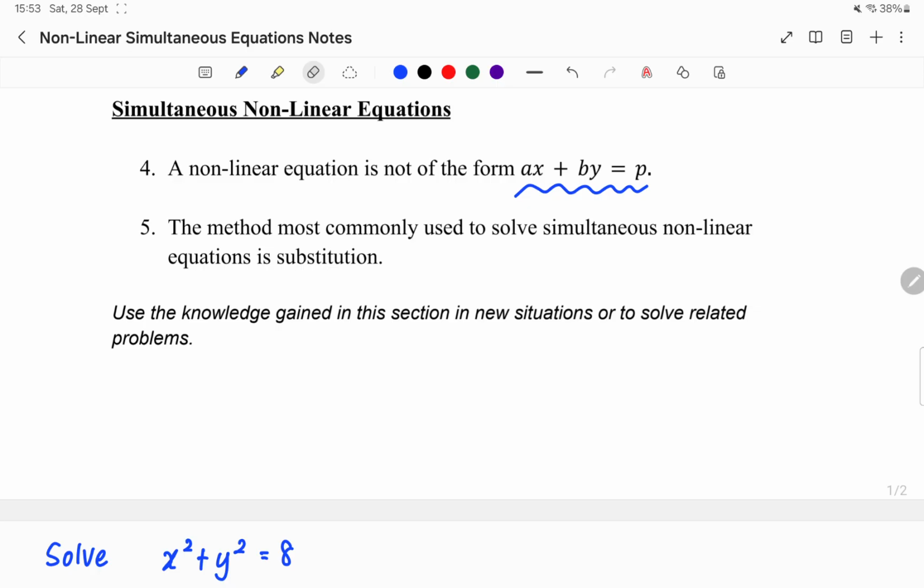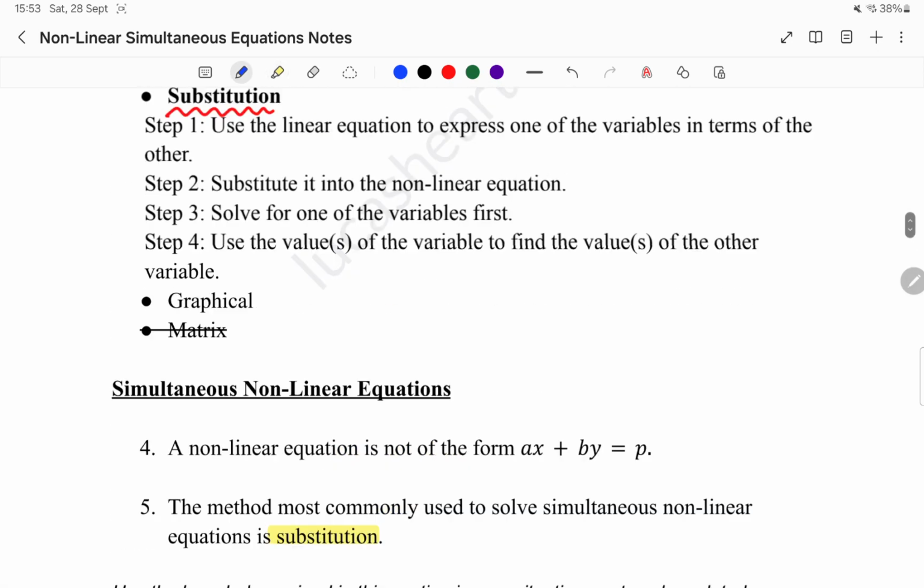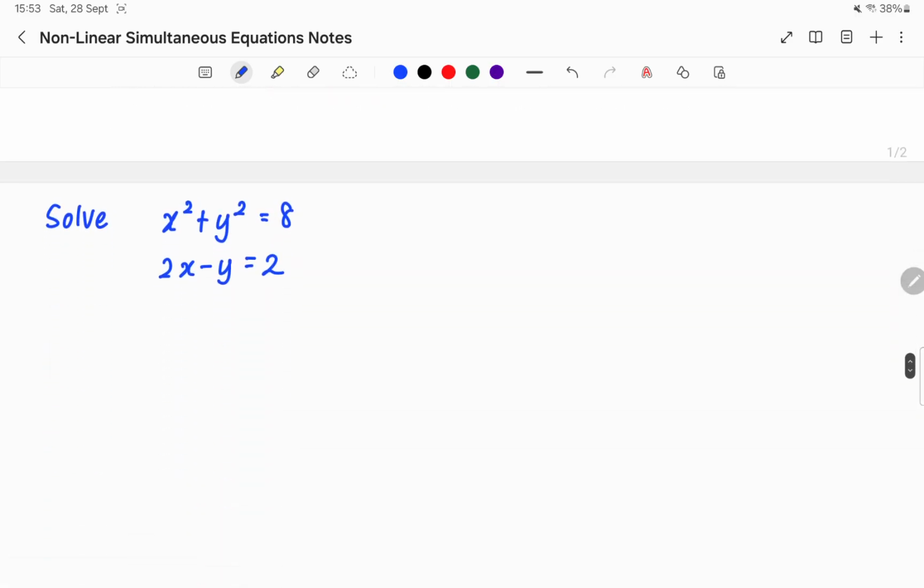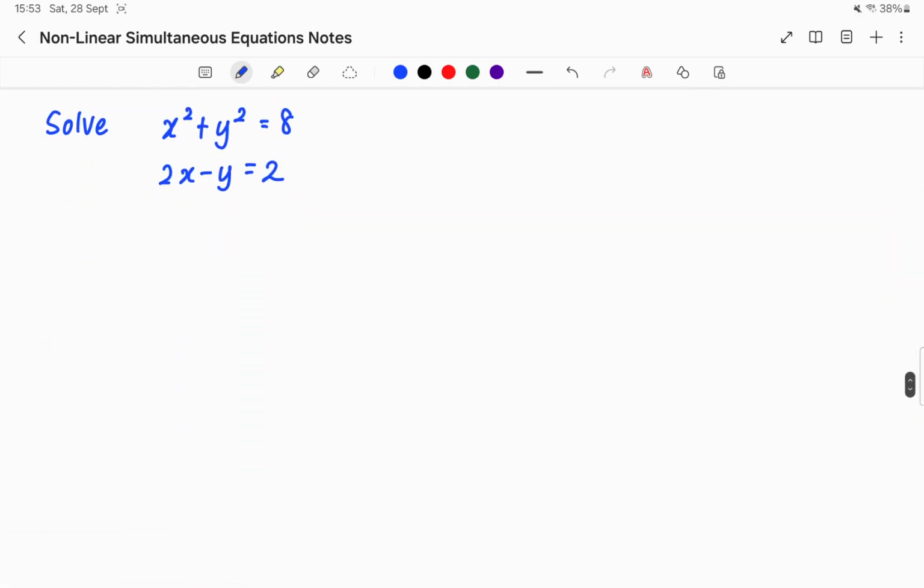Okay, so therefore, I will re-emphasize that the method most commonly used to solve is substitution. Now, this word has been used a lot in this video, so without further ado, let me illustrate this using an example here. Over here we have a pair of simultaneous equations, one of them being non-linear, which is obviously this one. This is linear, this is non-linear.